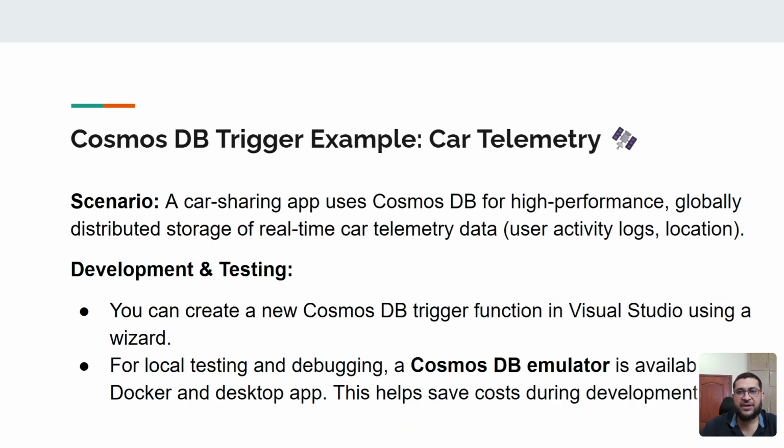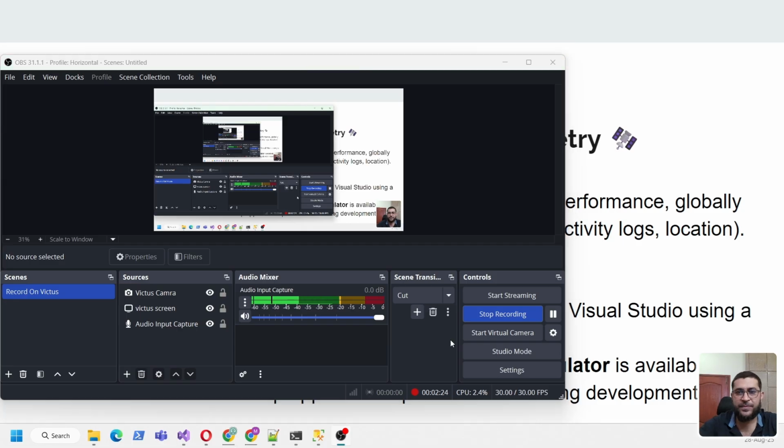So this is an example, car telemetry. There is one scenario: a car sharing app uses Cosmos DB for high performance, globally distributed storage of real-time car telemetry data such as user activity log and location. For development and testing, we can create a new Cosmos DB trigger in Visual Studio, and we can also set up the local settings for debugging and testing. We can use the Cosmos DB emulator as well. So we will see this option.